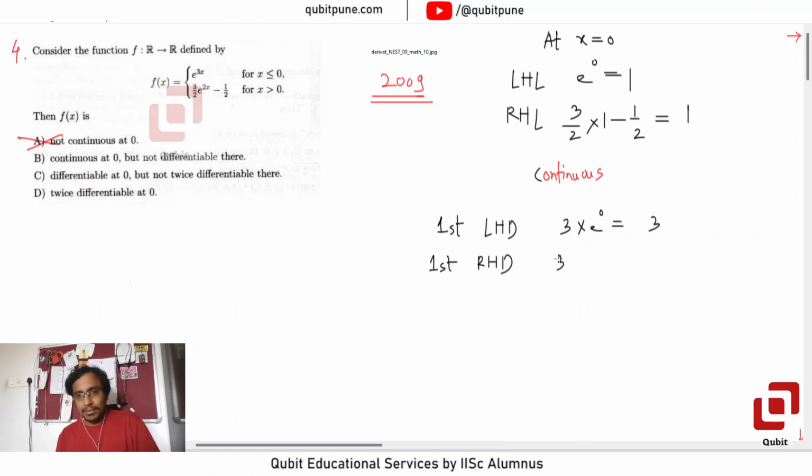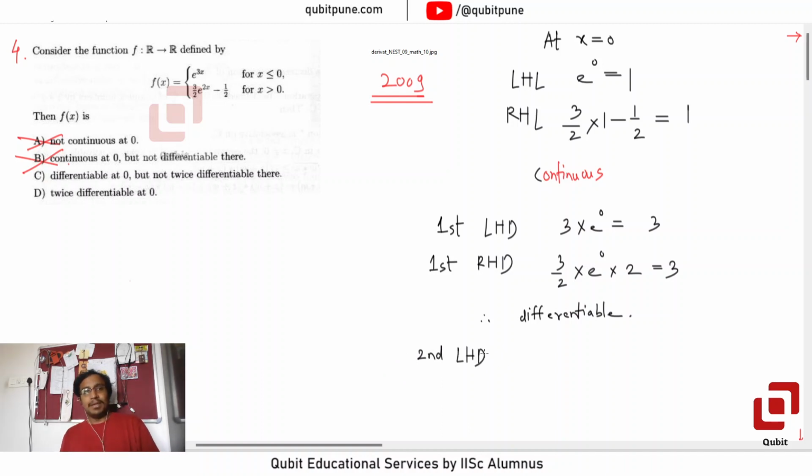3 by 2 into derivative of e raised to 2x is e raised to 2x into 2, but again at 0 we are evaluating it. This is 3, so differentiable. So option B is also not right. Now we need to find the second derivative, and we need to see that.